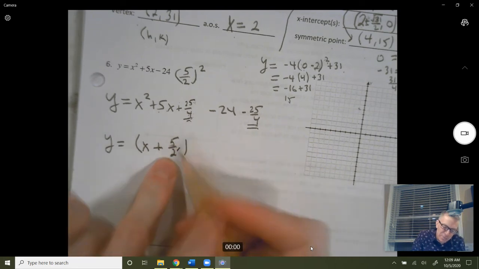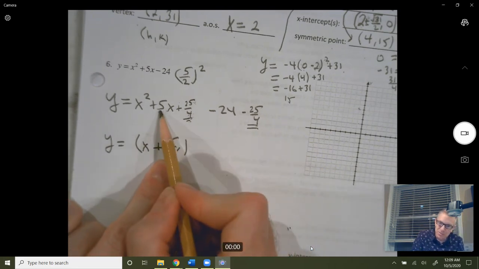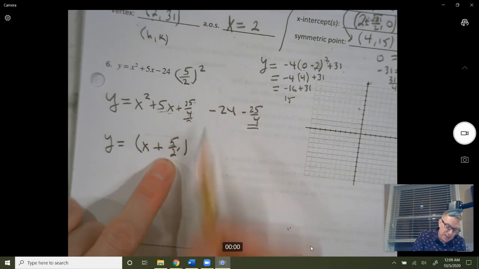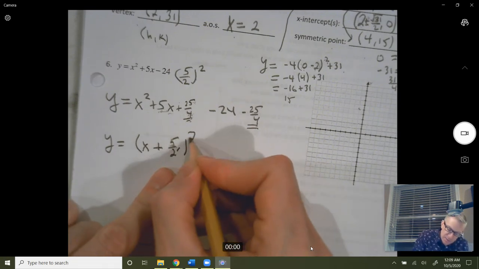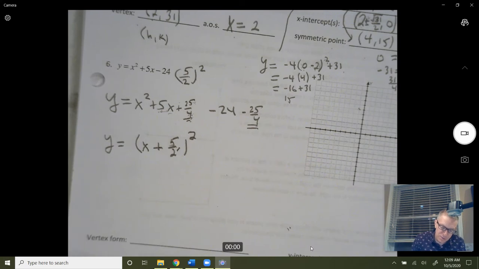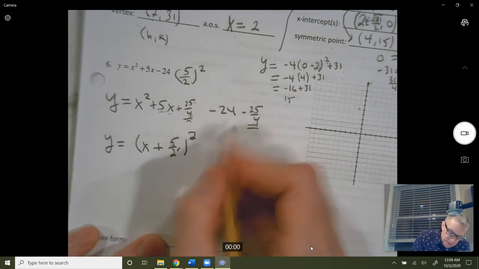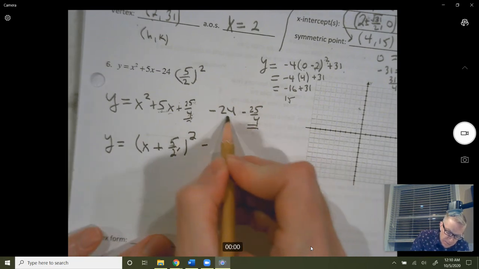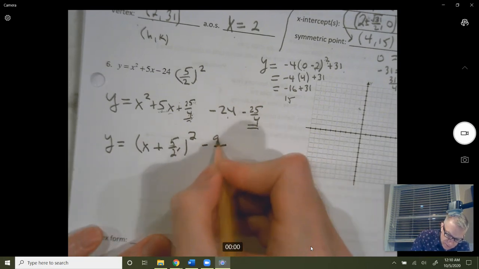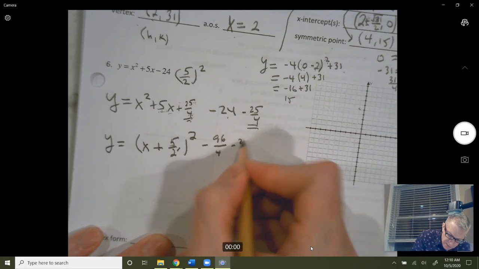It should also be half of this number. Okay, so that's your pattern. And it is. It's half of this. It's the square root of this, squared, then minus 24, minus 25 over 4. So let's get these into common denominators. How many fourths is that? 96 fourths minus 25 fourths.